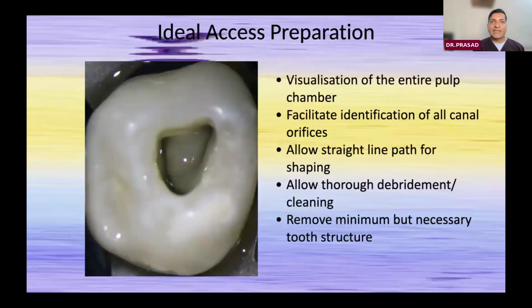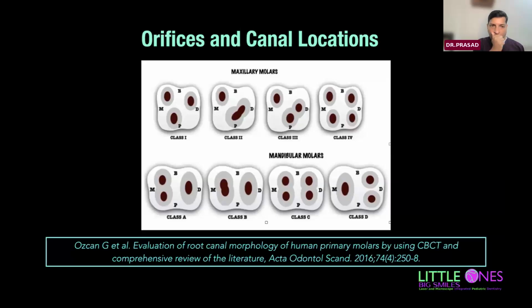Now the ideal access preparation should give you visualization of the entire pulp chamber, facilitate identification of all canal orifices, allow straight line path for shaping, allow thorough debridement and cleaning, and remove minimum but necessary tooth structure. Now, in Oscan G et al.'s article, which was published in Acta Odontologica Scandinavica in 2016, you can see canal orifices and canal locations.